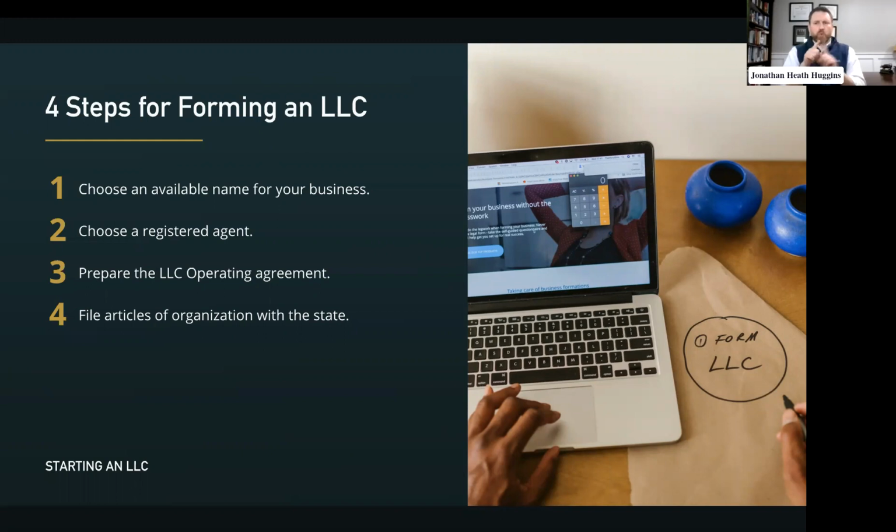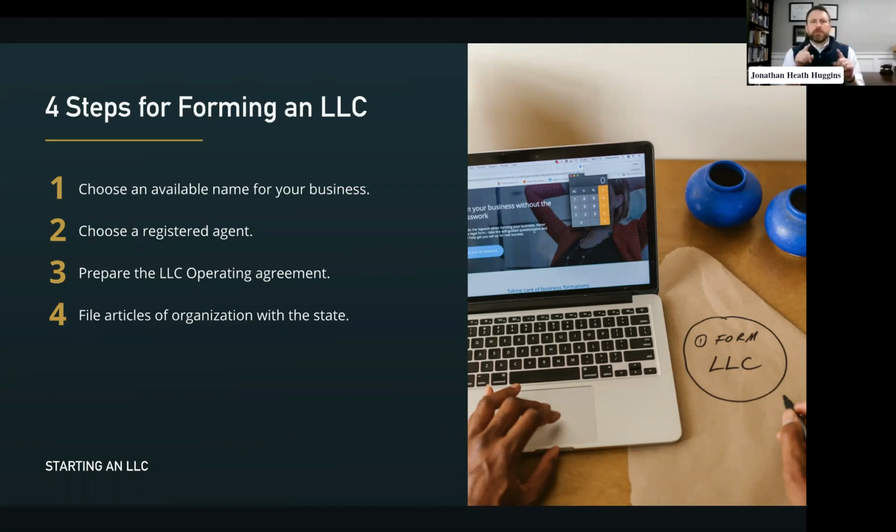And once you find a name, if you also want to do a DBA, you want to check into that name as well. Your second step is to look at a registered agent, and we'll go into that a little further as well. The registered agent can be yourself, or you can hire a third party. Your attorney or your CPA could do that as well.